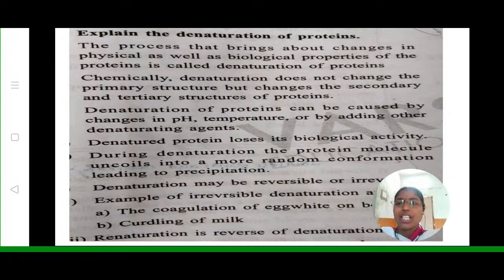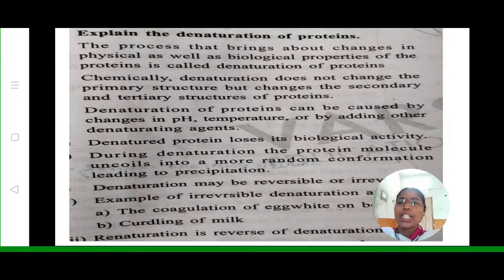Okay, next, denaturation of proteins can be caused by changes in pH, temperature, or by adding any other denaturing agents. Okay, this is the main point. Next, a denatured protein loses its biological activity.